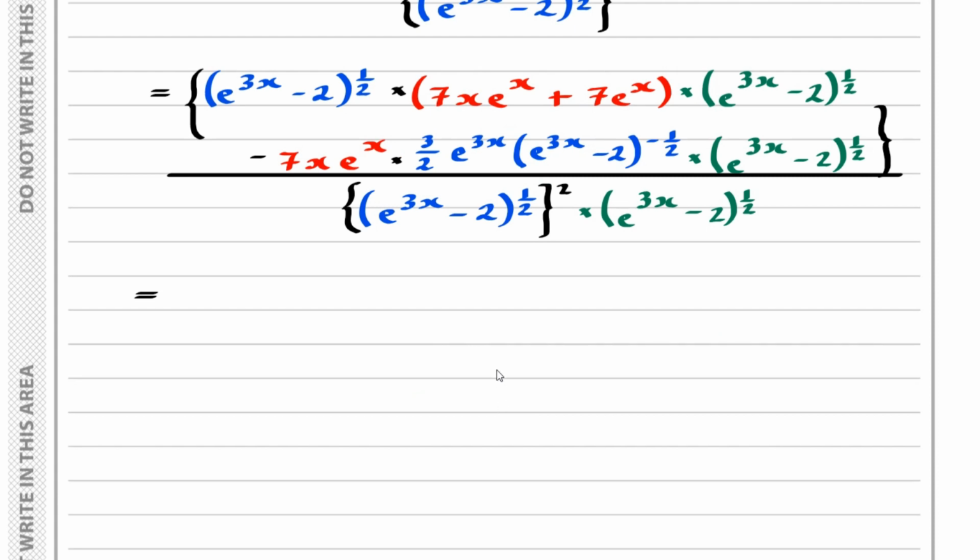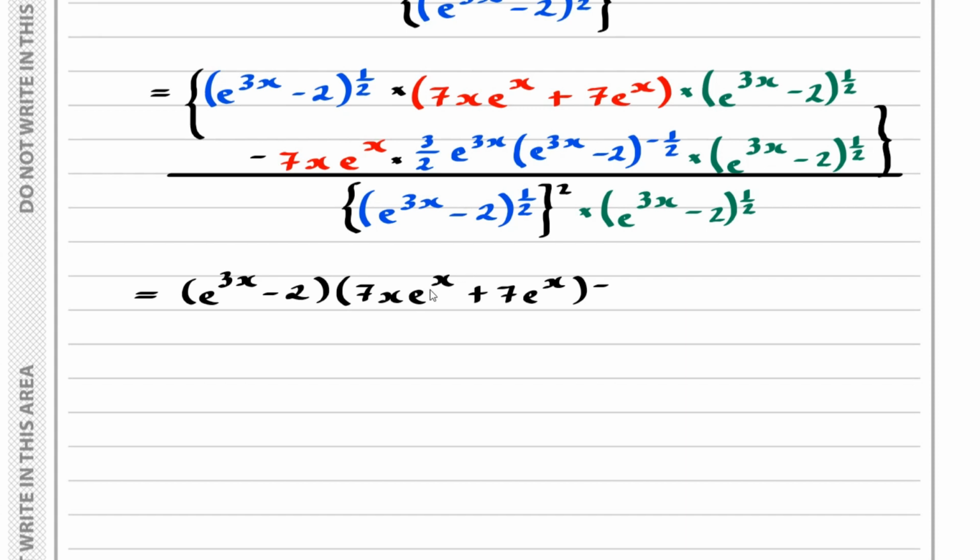So let's simplify this. Here I have e^(3x) - 2 to the half multiplied by e^(3x) - 2 to the 1/2, so that's just e^(3x) - 2, and I'm multiplying this by 7x e^x + 7e^x, and then I subtract from this. Here I've got 7x e^x times 3/2 e^(3x), and then I've got this (e^(3x) - 2) to the negative 1/2 being multiplied by (e^(3x) - 2) to the 1/2.